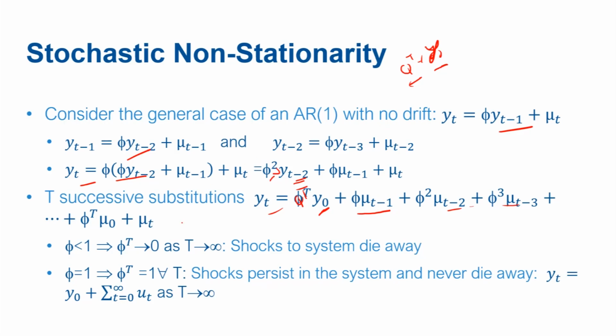Now, a very interesting thing is happening here. If this phi is greater than 1, like we said, none of these shocks will die away. Even till mu naught, the shock will in fact explode.